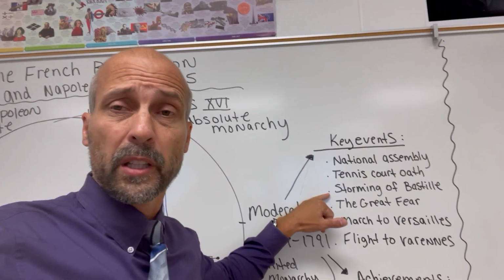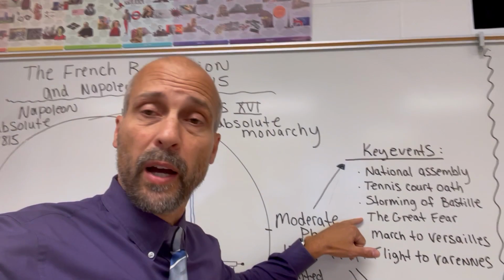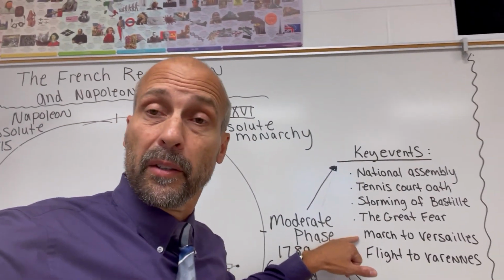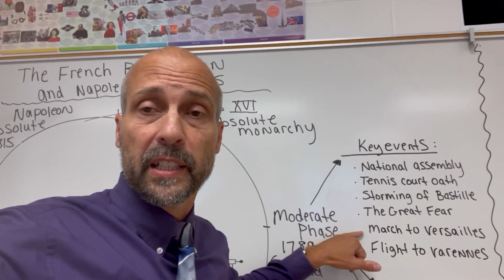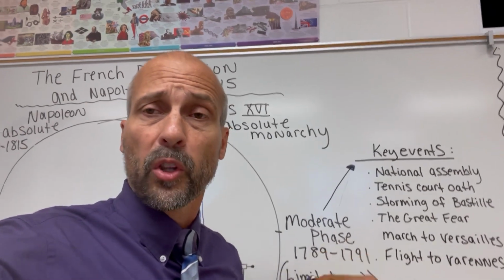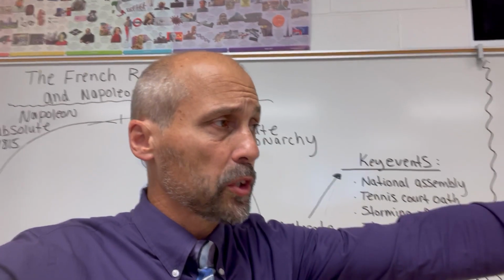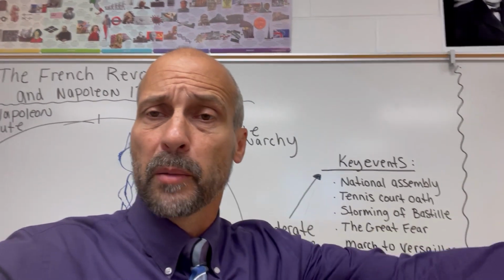You have the storming of the Bastille, the mobs of people in Paris attacking the Bastille. You have fear in the countryside. And then later in the year, October 1789, you have something called the Women's March to Versailles, where the women of Paris actually take it upon themselves to march forcefully to Versailles, looking to bring back the king.